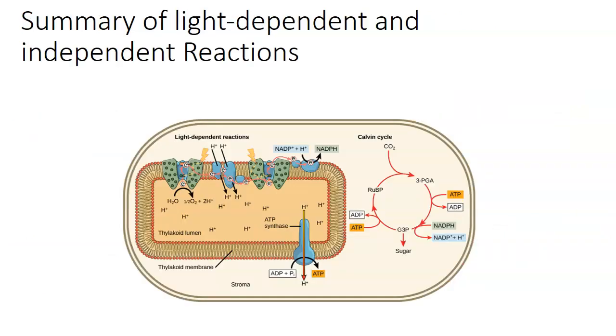Here is a summary of the light-dependent and the light-independent reactions. All of them are taking place inside of leaves, inside of the leaf mesophyll cells, inside of that very specialized compartment called the chloroplast. The light-dependent reactions are going to occur inside the thylakoid membrane, although the thylakoid lumen is a very important space for that proton motive force. And the Calvin cycle, or the light-independent reactions, are going to take place inside of the stroma.